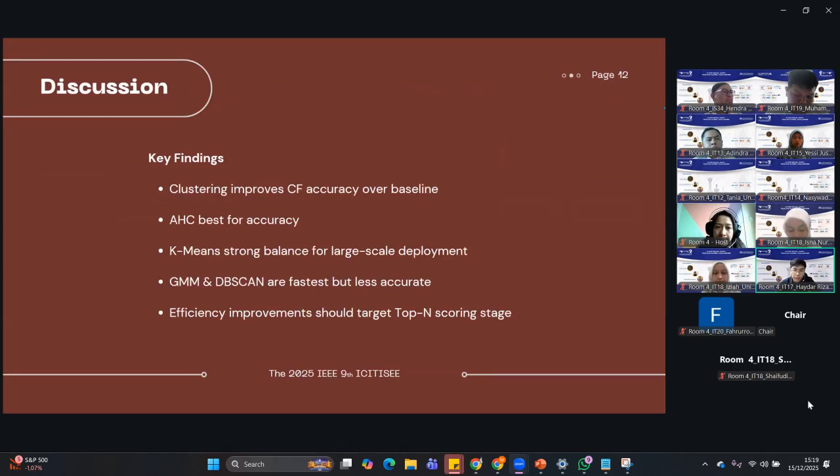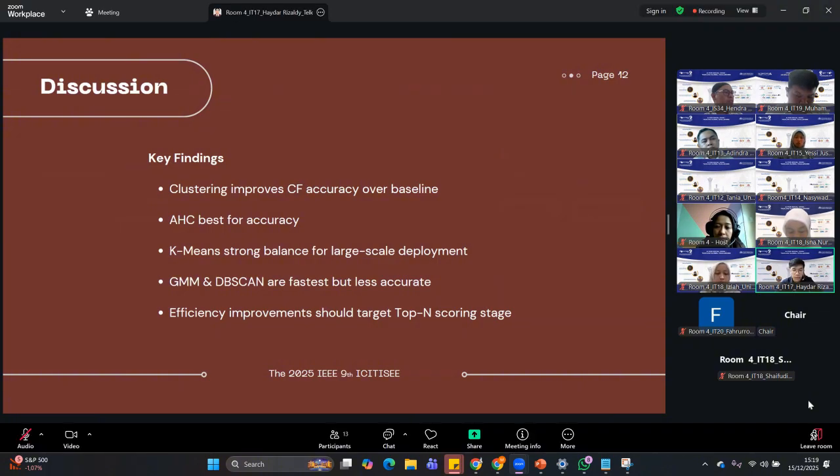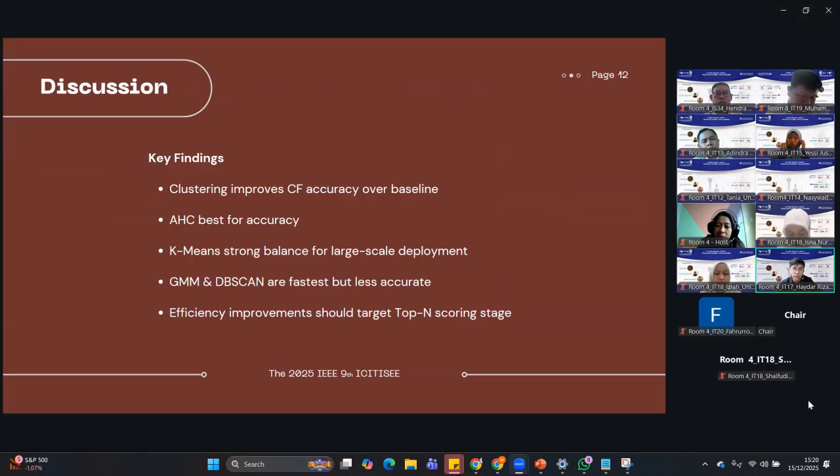From these findings, we see clear trade-offs. AHC provides the highest accuracy, k-means offers balance and stable performance, GMM and DBSCAN are more efficient but less accurate. The choice depends on whether the platform prioritizes accuracy, scalability, or responsiveness.